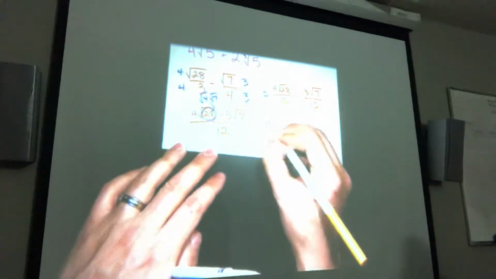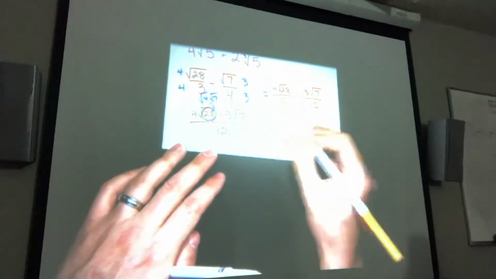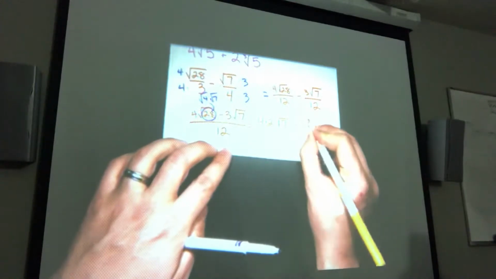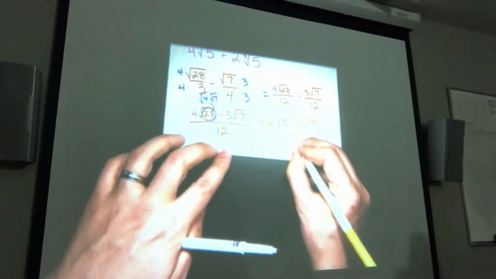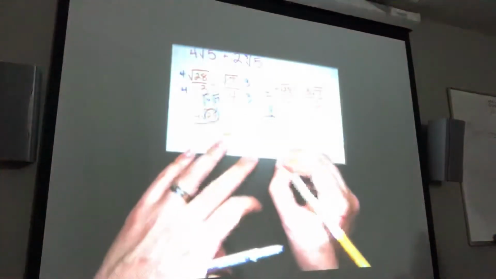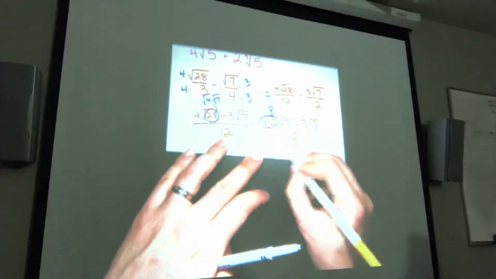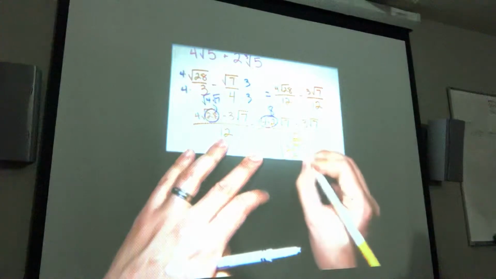So this is 4 times 2 times the square root of 7 minus 3 times the square root of 7, all over 12. Okay, I converted square root of 28 into 2 root 7. We learned that last week. There's actually a little bit of simplification I can do here. 4 times 2 is 8. So I have 8 root 7 minus 3 root 7, which is 5 root 7. So on the top, 5 root 7, and on the bottom, 12, and that's how we do.